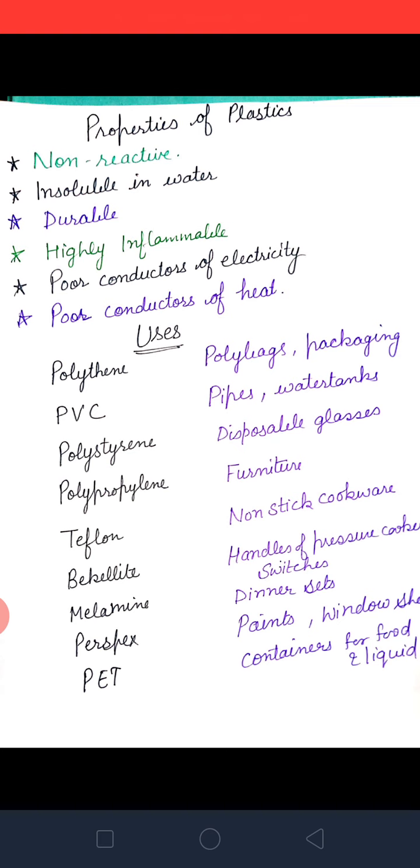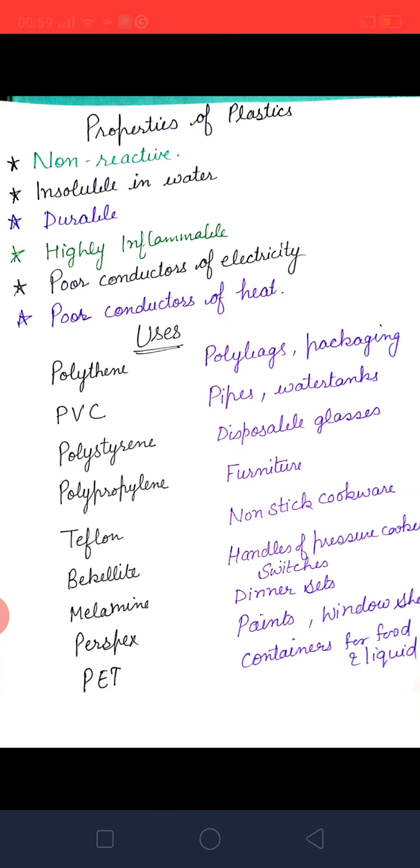Melamine is used in the making of dinner sets. Then perspex, it is used in the making of paints and window sheets. And very important, PET, that is used in the making of containers for food and liquids. So we have studied about the uses of plastic.